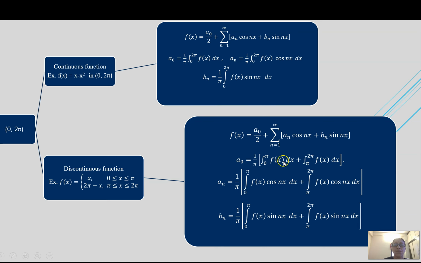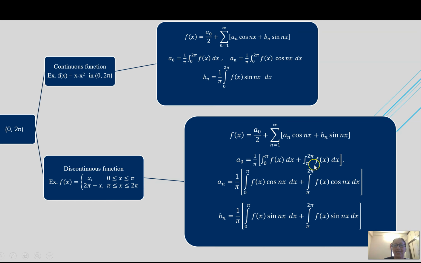f(x) dx. Here this f(x) is nothing but, if you consider this example, in the interval 0 to pi, f(x) equal to x. So if the lower limit is 0 and the upper limit is pi, instead of f(x) you should write x here. And in the second integral, the upper limit is 2 pi and the lower limit is pi. So here f(x) should be the expression which is in the interval pi to 2 pi.